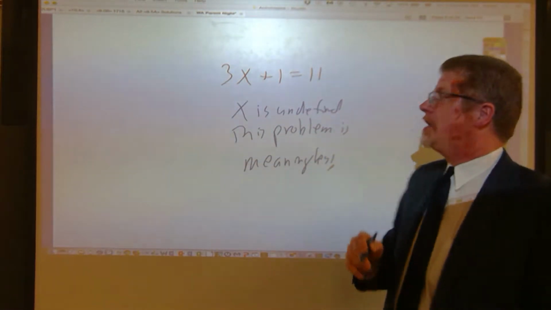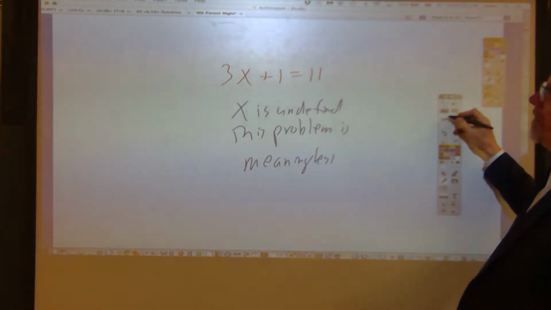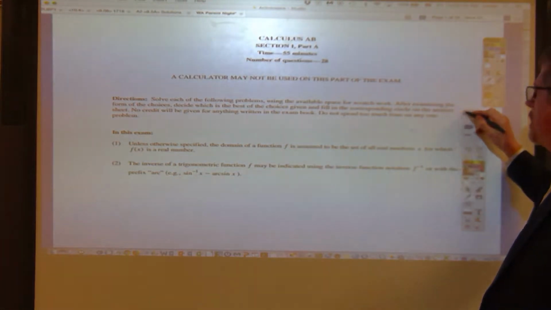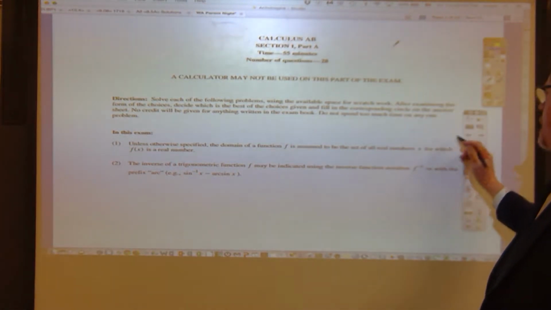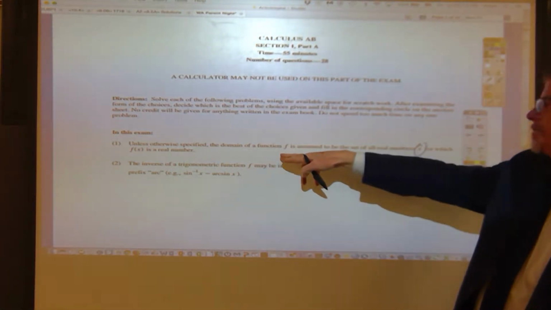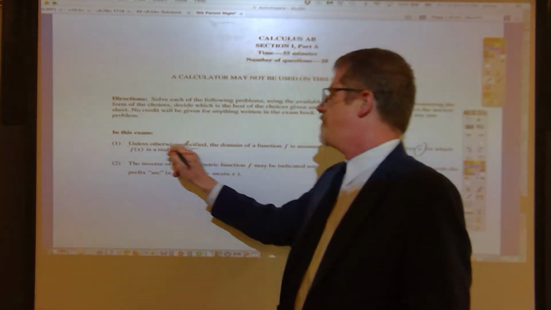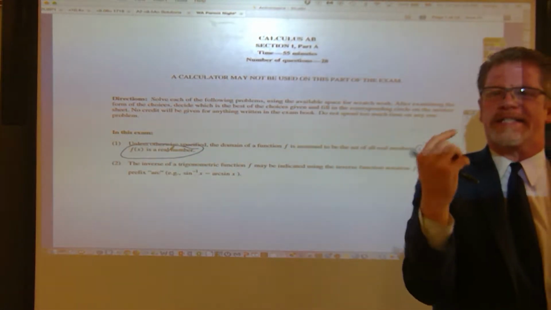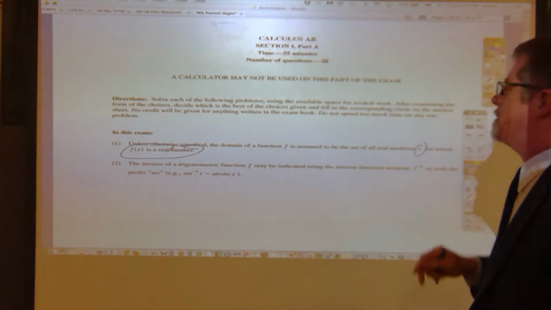Now, I teach a course called AP Calculus BC, and on the very first page of directions, this is the Calc AB test, they attach meaning to x. They say, unless specified otherwise, the domain of a function f is assumed to be the set of real numbers x for which f of x is a real number. Each symbol on the whole test has meaning attached to it using this blanket statement.